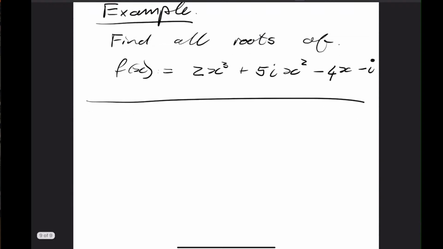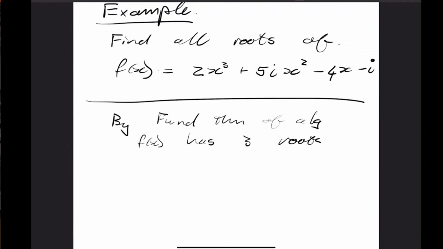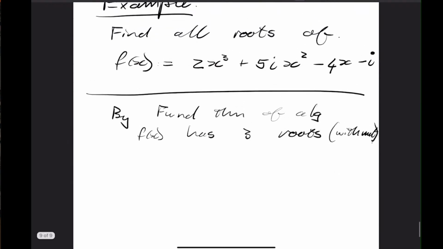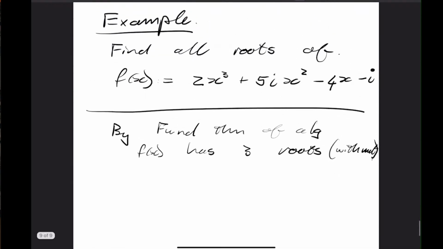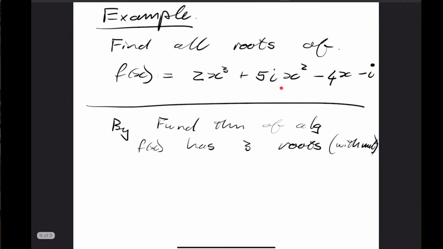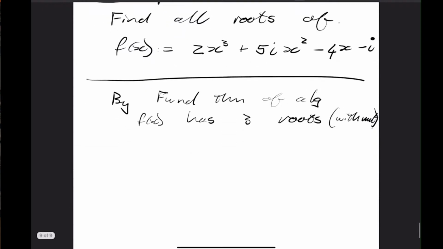So how many roots are we looking for? By the fundamental theorem of algebra, we're looking for 3 roots. f of x has 3 roots, counted with multiplicity. Okay, let's take a look at our polynomial. We don't really see any pattern that we can exploit, so let's go into guessing some roots.